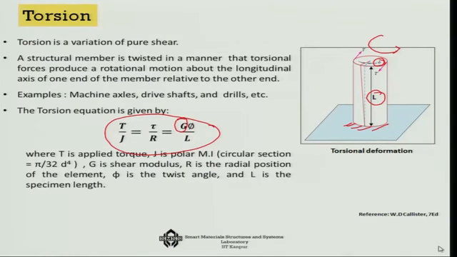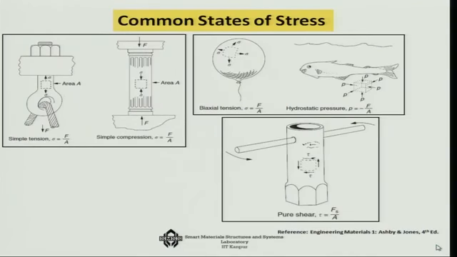So, that is a special case or manifestation of shear, which is called the torsion. Where it is important: machine axles, drive shafts, aircraft wings for example, or drills, where this type of torsional system is very heavily used.